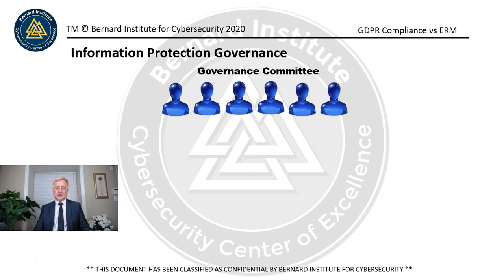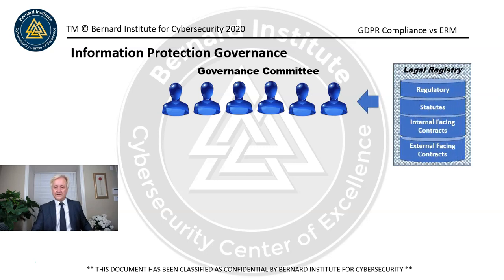The governance committee needs to be made up of people who have responsibility for the risks of their portfolios, the resource assignments, and the budgets around it. So they're the people who can make things happen, and they're the people who need to know about the risks around GDPR and other regulations. That's the governance committee. They need to have a legal registry.